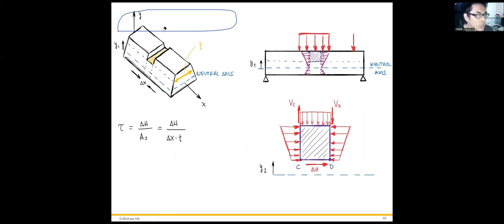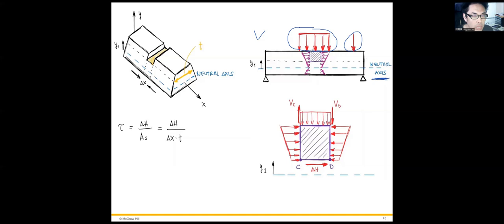Let's look into a real case. Suppose we have a beam like this, with this cross section, and a distributed load applied. Here is the neutral axis, and we define the coordinate Y1 as the distance above the neutral axis. This beam is subjected to a distributed load and a point load, or concentrated load.